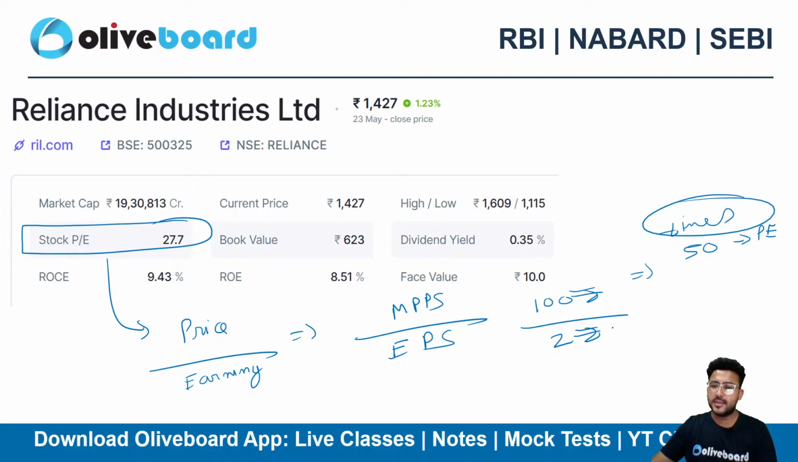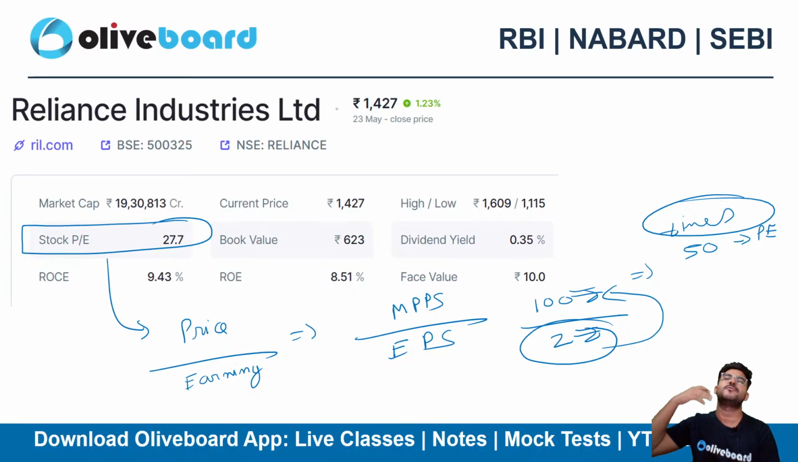इसका क्या मतलब होता है? तुम कमा के 2 रुपए दे रहे हो. Still लोग are willing to pay you 100 rupees. You are only earning 2 rupees per share. Still people are ready to pay you 100 rupees for your share. That means your price to earning ratio is 50 times. What you are earning, you are commanding a premium of 50 times in the market. That's PE ratio.